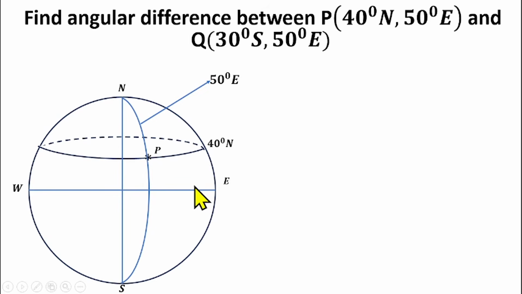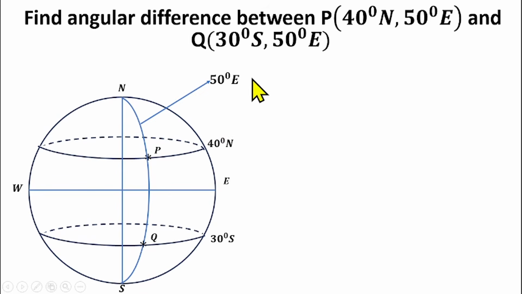I will label it. Then point Q is also on that line of longitude, 50 degrees east, but it's on the latitude 30 degrees south. So I'm going to draw another angle here, 30 degrees south, to represent the point Q. That's the latitude of point Q, 30 degrees south. Can you tell me where point Q will be? Where the line of latitude intersects the line of longitude, which is here, and that means point Q will be here.